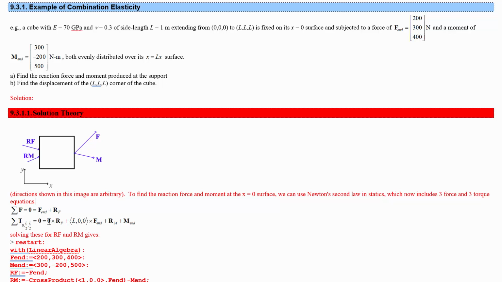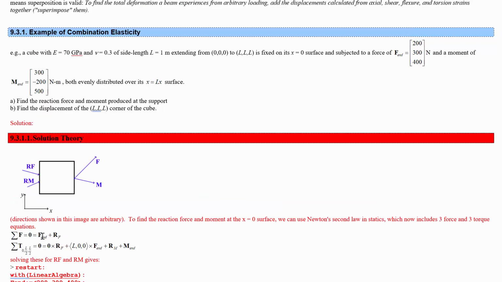So what would the torque be? We'll take 0 cross the reaction force, if we assume that it's applied at this point, and calculate the reaction moment accordingly. And then we'll have a displacement of L00 to the point where F end is applied. And the reaction moment adds directly without having any cross product, and the moment at the end adds directly. So this gives us 2 vector equations that we can solve for the 2 vector unknowns, the reactions.